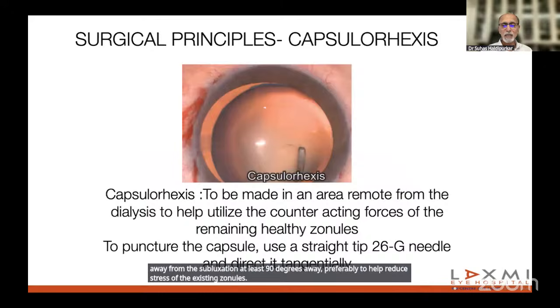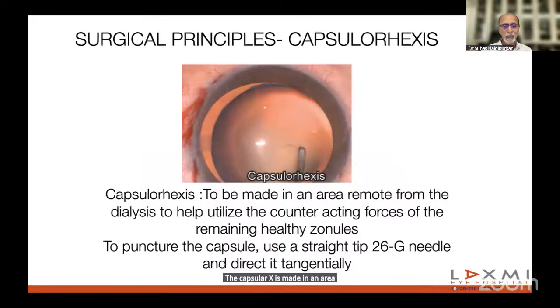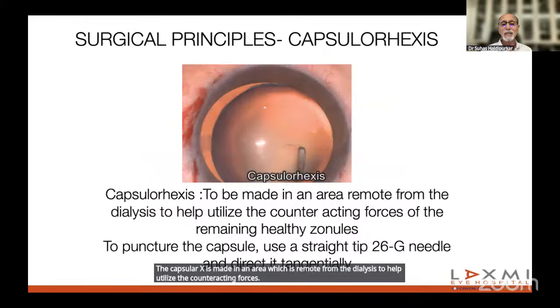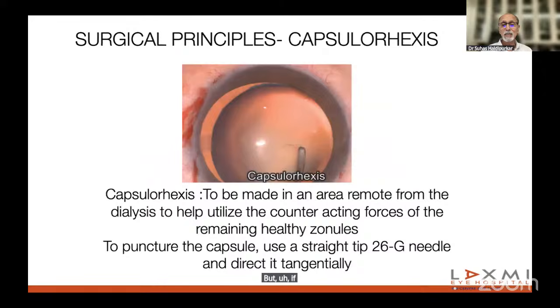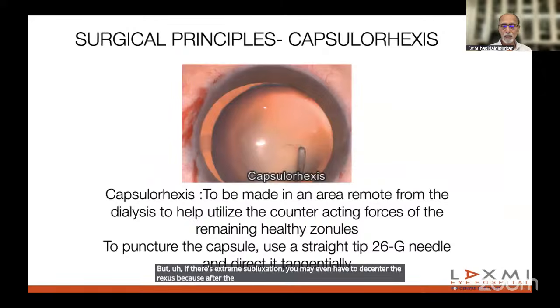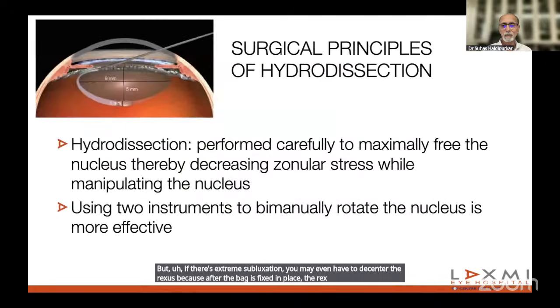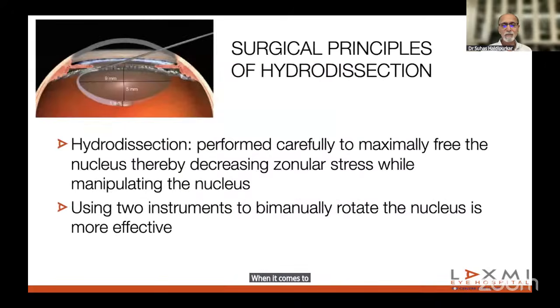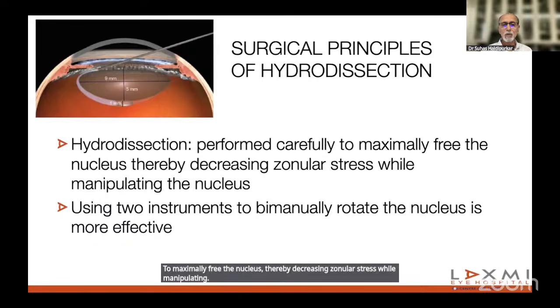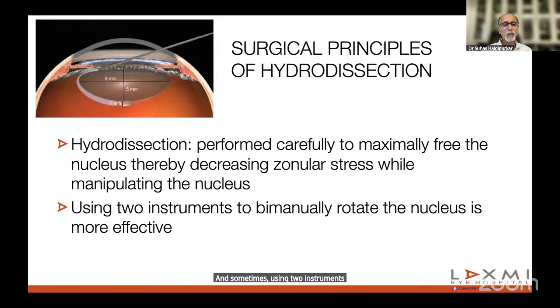The capsular rhexis is made in an area which is remote from the dialysis to help utilize the counteracting forces. And if there's extreme subluxation, you may even have to decenter the rhexis, because after the bag is fixed in place, the rhexis would come into the center. When it comes to hydrodissection, it is performed carefully to maximally free the nucleus, thereby decreasing zonular stress while manipulating. And sometimes using 2 instruments to manually rotate the nucleus is also very effective because the bag is a little unstable.